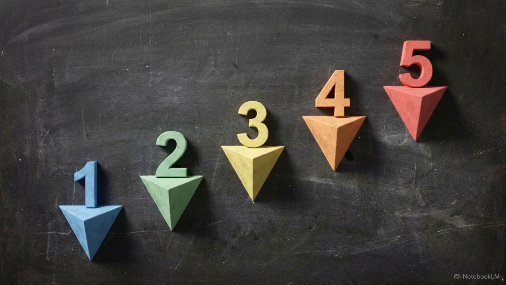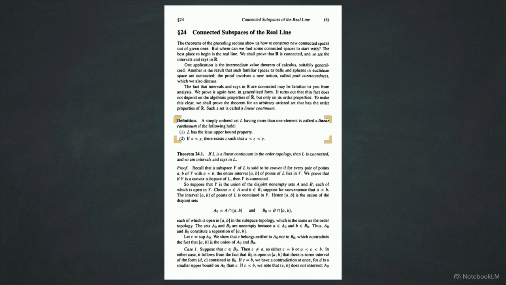The answer has nothing to do with addition, multiplication, or algebra. It depends entirely on how the elements are ordered. This definition block outlines the two rules required for a space to resist separation. Such a space is called a linear continuum. It must be dense, like the rationals, and it must possess the least upper bound property.